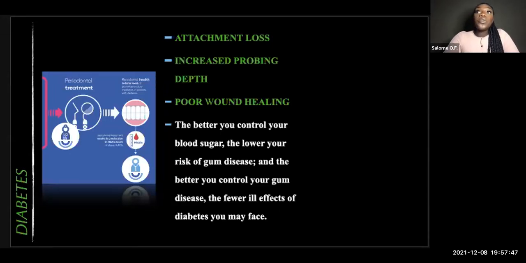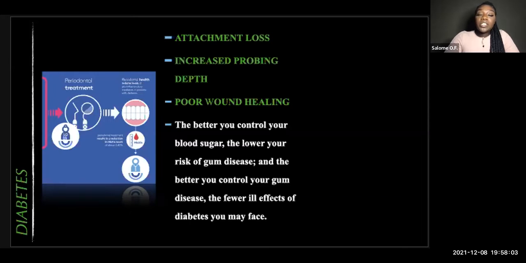I'm sure many of you who have gone to a dental visit, they've used an instrument and they've counted numbers, maybe 1, 2, 3, 4, 5, and 6. These numbers help us to understand where you are in your condition.